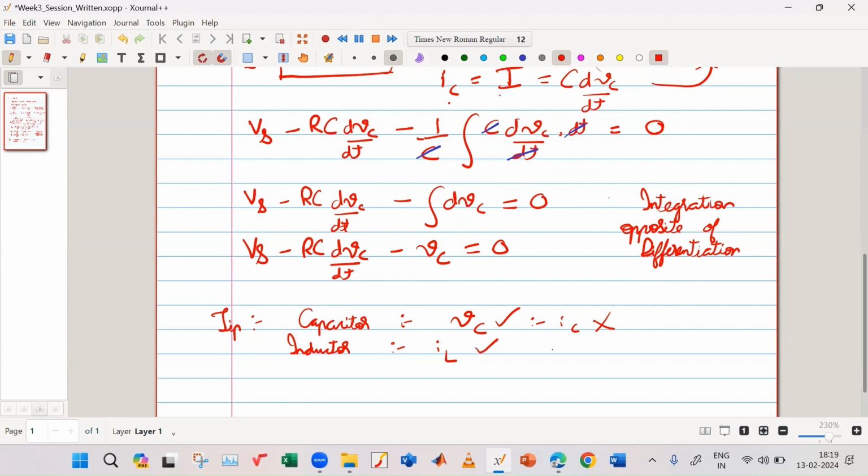Similarly, for an inductor, you don't write equations in terms of the voltage across the inductor. You avoid that. You preferably write equations for an inductor based on the inductor current, and for a capacitor, based on the capacitor voltage. Then these sorts of integration, extra things would be avoided. As much as possible, it will get avoided if you follow this convention.